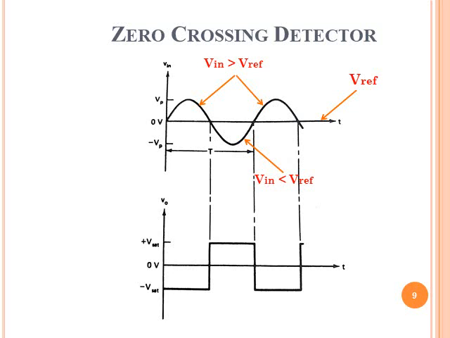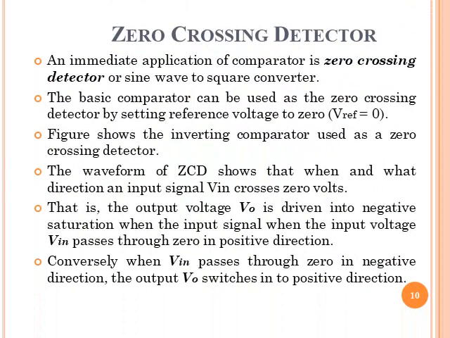You can see here in this case the output waveform is exactly a square wave, so we can say the zero crossing detector is a sine wave to square wave converter. That is all about the zero crossing detector.